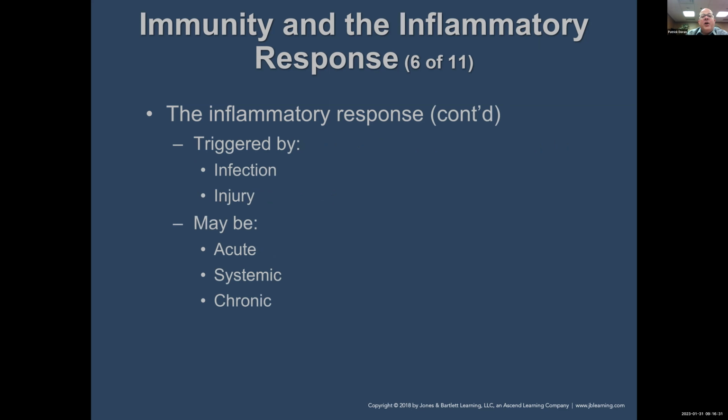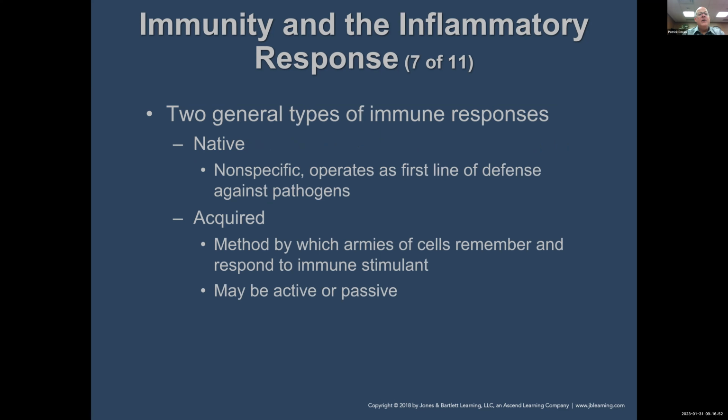Inflammatory response is triggered by injury or infection, and can be acute, systemic, or chronic. Acute would be, I stubbed my toe. Systemic would be a disease process. And chronic would also be caused by a pretty significant disease process. We'll talk about those.